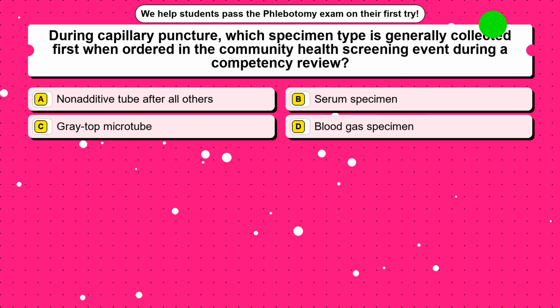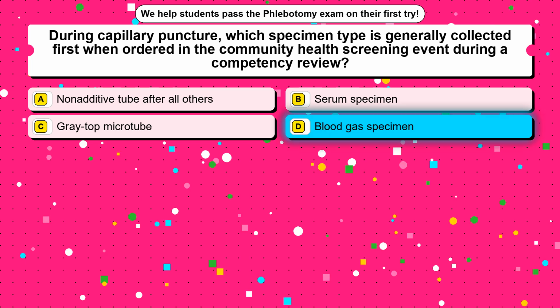Question 42. During capillary puncture, which specimen type is generally collected first when ordered in the community health screening event during a competency review? Option A, non-additive tube after all others. Option B, serum specimen. Option C, gray top microtube. Option D, blood gas specimen.